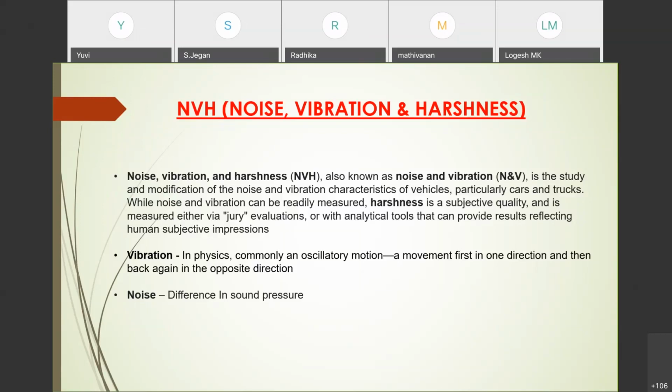So what is vibration? Vibration is an oscillation in a system. When the part is subject to vibration, it starts moving in one direction and then goes back to the opposite direction, and it keeps doing this continuously. So what is noise? Noise is a difference in sound pressure. Vibration is related to structure-borne, whereas noise is related to airborne.